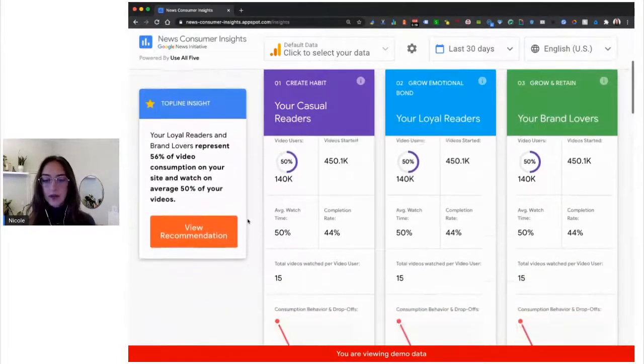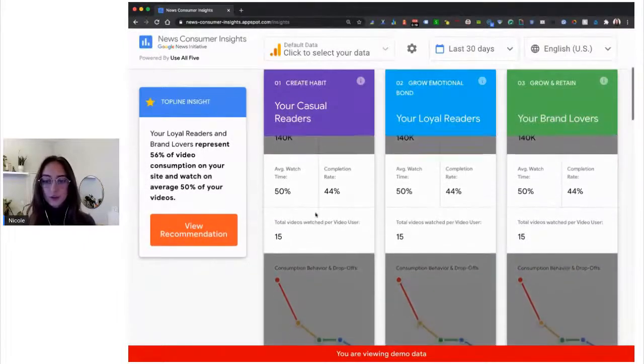As we continue to scroll through, we'll look at that average watch time and completion rate now for your users, as well as total videos watched. And so we're looking at the completion rate of a video from start to finish, and then how many videos they've actually watched per user.